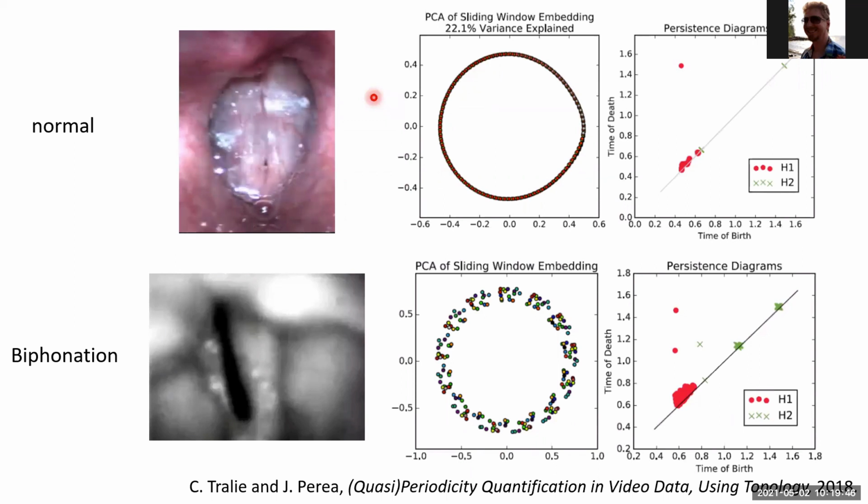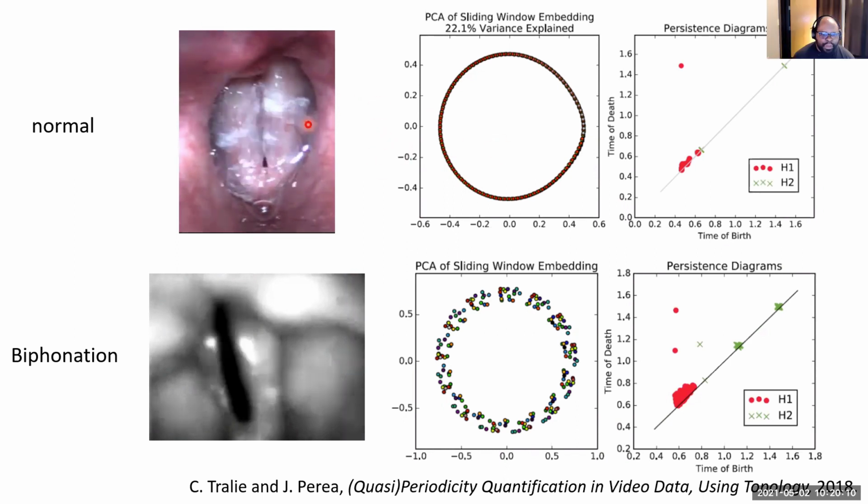We went to the people at the speech lab at Michigan State, and they had this database of videos. The way the videos were acquired was, they took a volunteer, put a camera through the volunteer's nose, and made a high-speed recording of the vocal folds opening and closing, as they said, for example, ah.